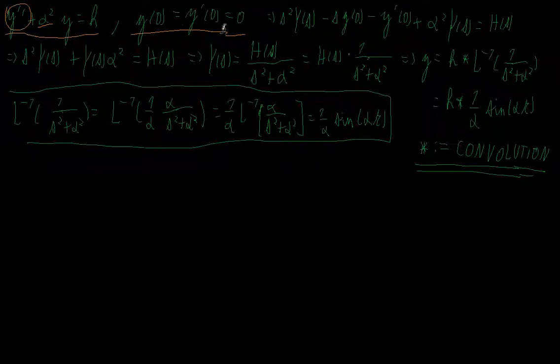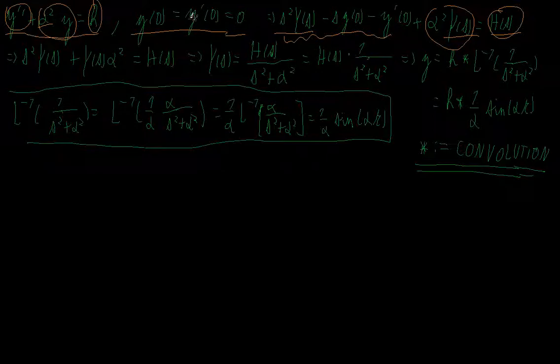So if you take the Laplace transform of everything, remember your formulas, you will get s squared times capital Y of s minus s times y of 0 minus y prime of 0 plus alpha squared times capital Y of s is equal to capital H of s. Okay, that is our function, and that is the formula for the second derivative. And here we have our alpha squared times y.